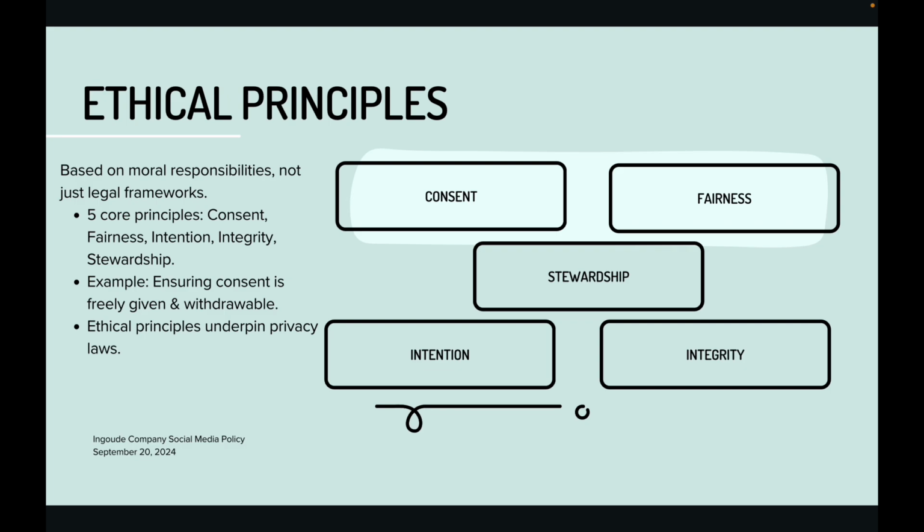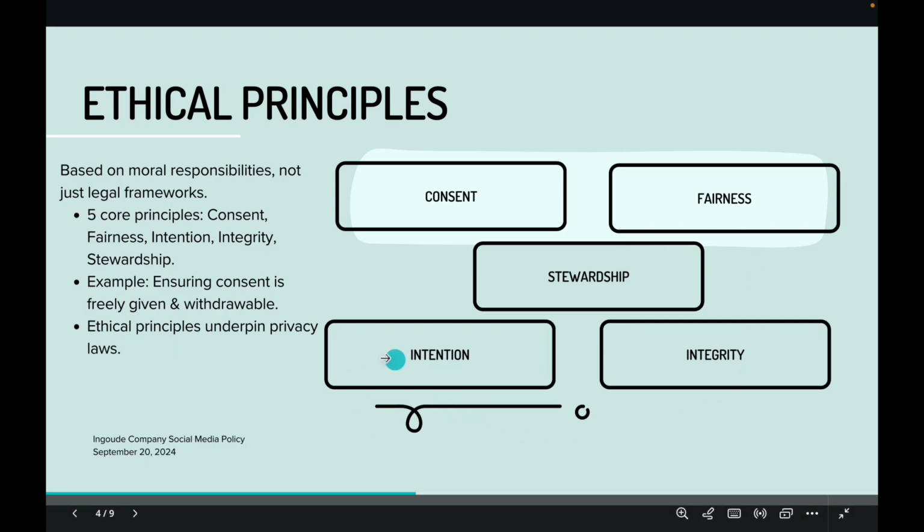There are five ethical principles in total. The first one is consent. Consent means that when we perform data collection, we have to obtain permission from the individuals that we collect data from. The next one is fairness. Fairness helps us to avoid bias and discrimination when we collect the data.